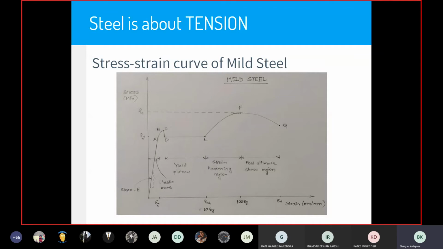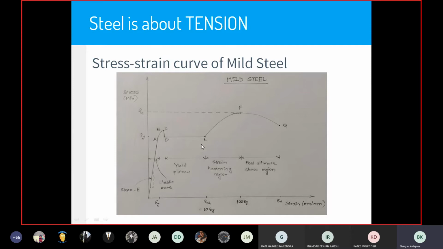The other points that we meet after B are C and D. C is called the upper yield point and D is called the lower yield point. The lower yield point is much more stable and it occurs for a longer range of load, and therefore we define our Fy, which is yield stress, at point D and not at C. C occurs for a very small fraction of time, and therefore it is not very significant.